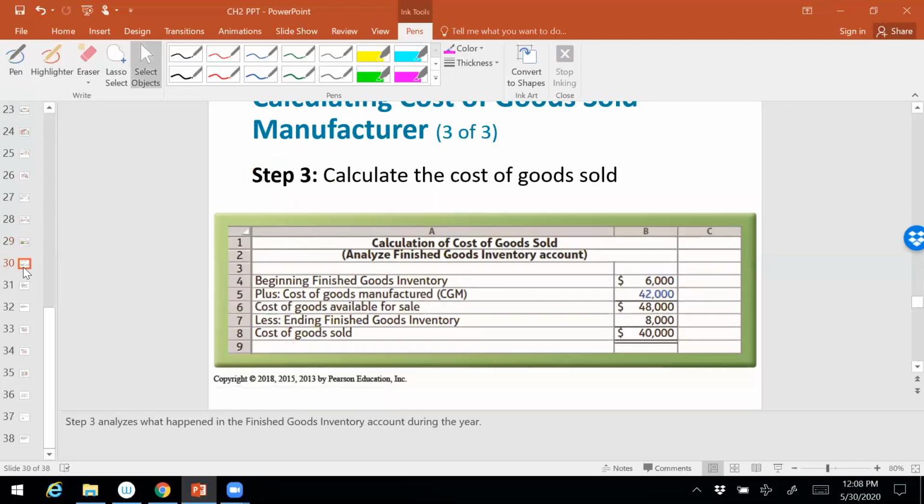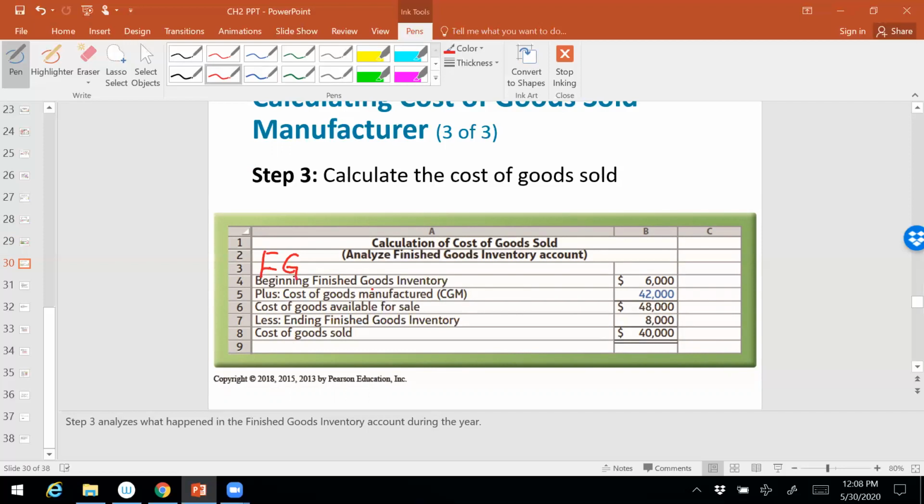Are we done? Yes or no? Almost, the last one. So finally, we do the last step to get the cost of goods sold. How do we do that? We still use beginning plus whatever minus ending, that gives cost of goods sold finally. But now we focus on finished goods.